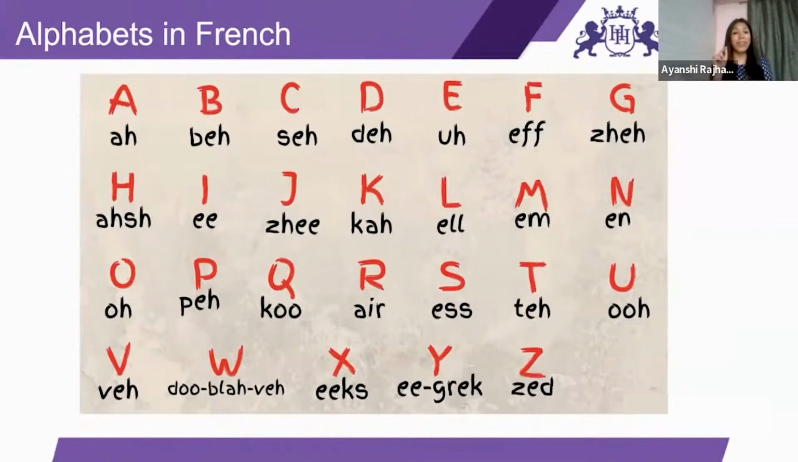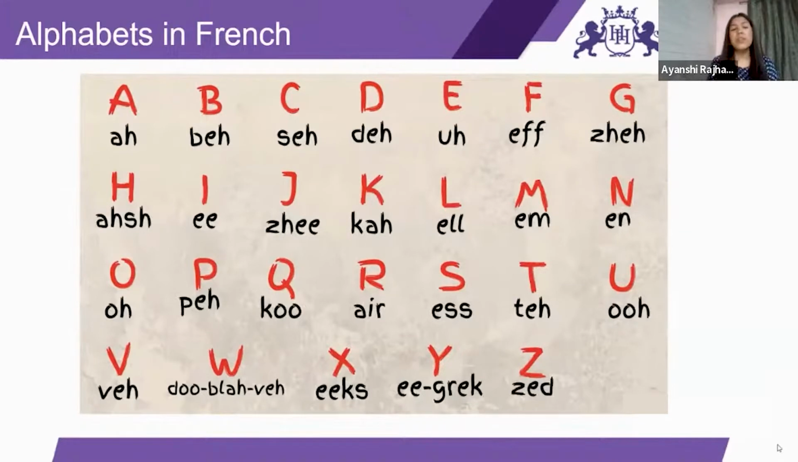But guys, the main game has not begun right now. The main game is that it looks very similar to the English A, B, C, D, but it sounds different, guys. It sounds pretty different from the alphabets in the English language. So let's have a look at how we have to pronounce the alphabets.